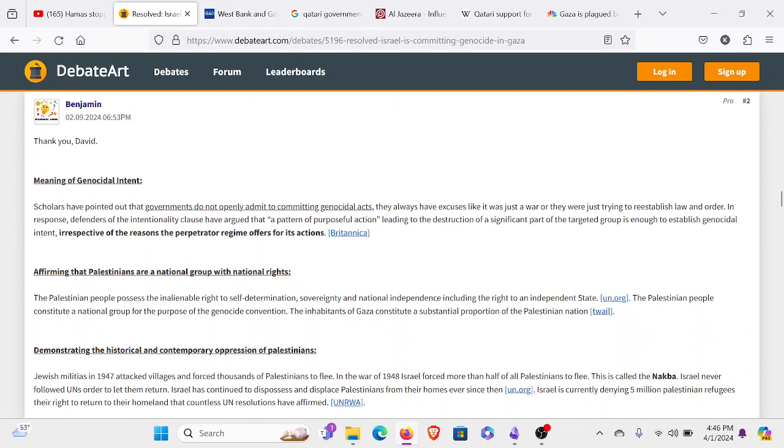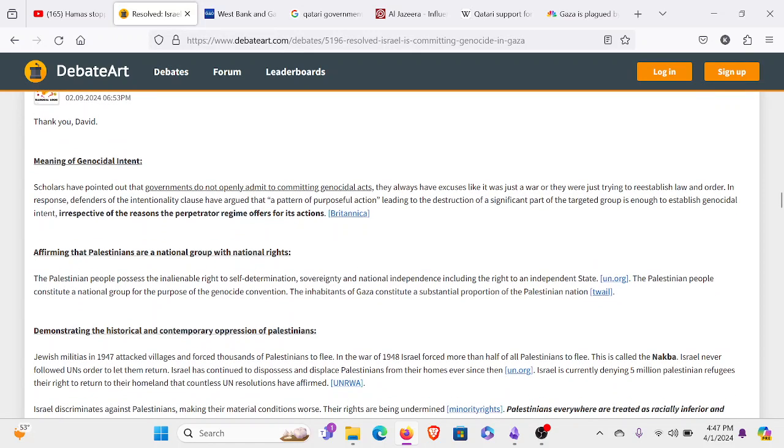Anyway, let's go ahead and look at Benjamin's arguments. He says, meaning of genocidal intent. Scholars have openly pointed out governments do not openly admit to committing genocidal acts. They always have excuses like it was just war or they were just trying to reestablish law and order. Okay. This is meaningless. Governments deny genocide. Cool story, bro. A government denying genocide, by the way, is not an admission of genocide. So I don't see why this argument is even mentioned.